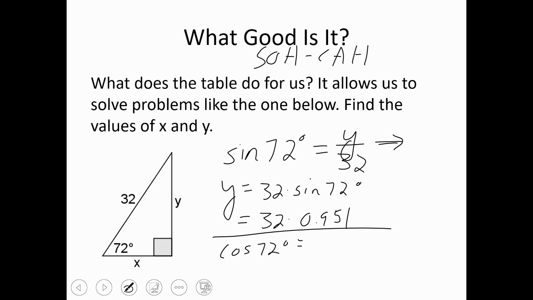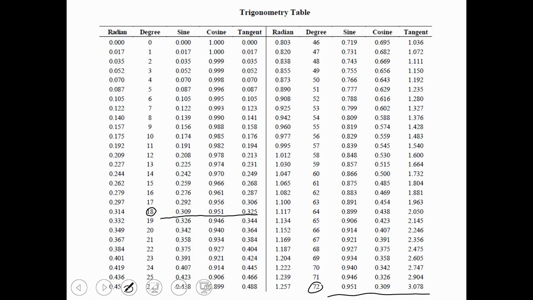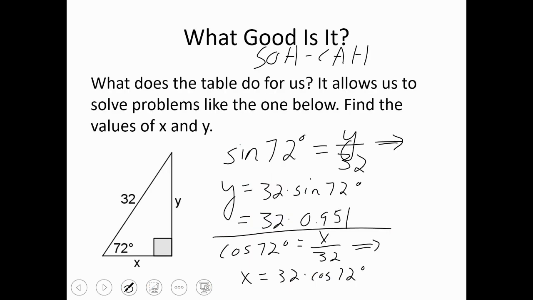So if we do the cosine of 72 degrees, that'll be the adjacent x over the hypotenuse 32, which, if we do a little bit of algebra, means that x is 32 times the cosine of 72 degrees. And we can do what we did before. We can hop back to the table, look up the cosine of 72 degrees, which is 0.309, hop back over, plug that in, and then find the value of x.